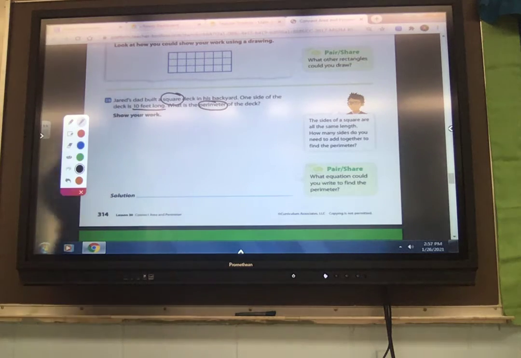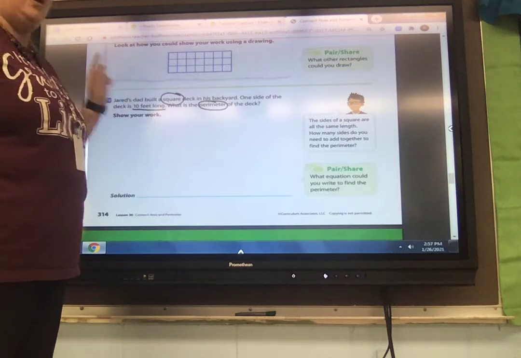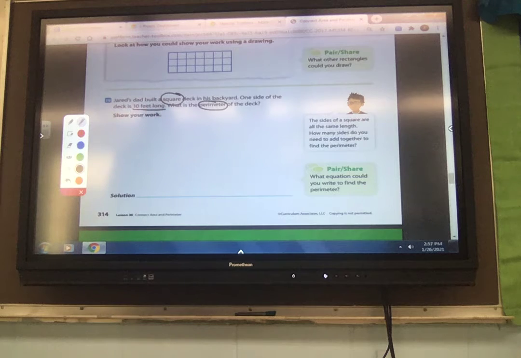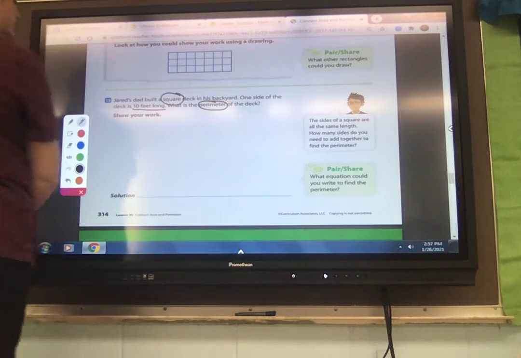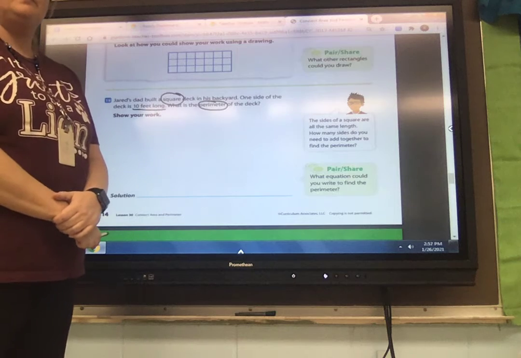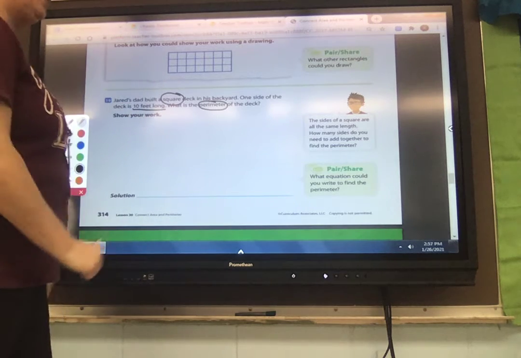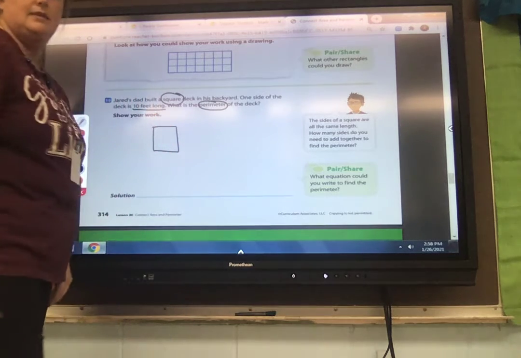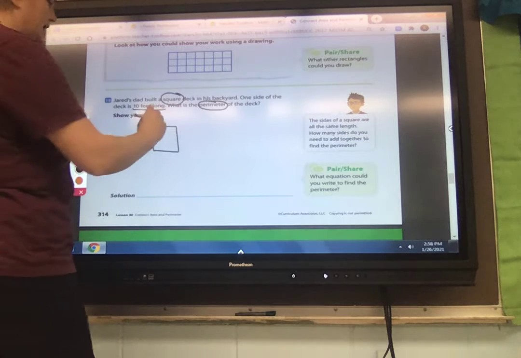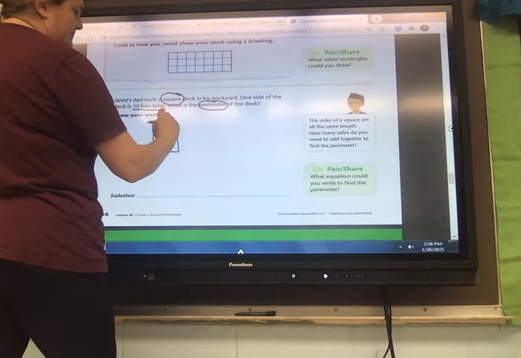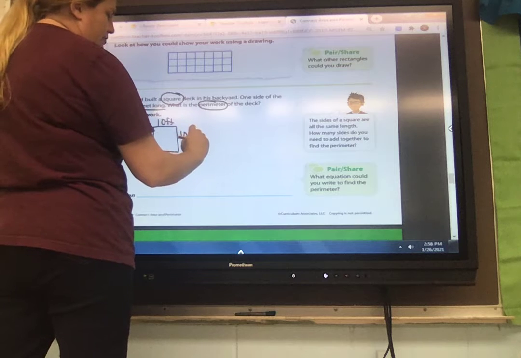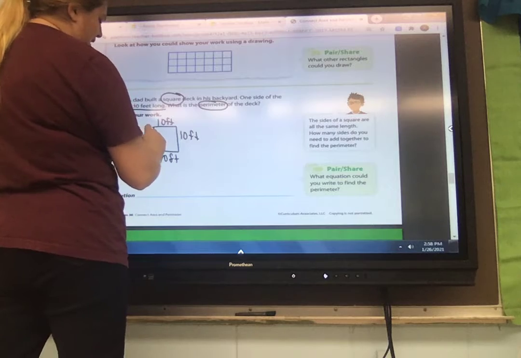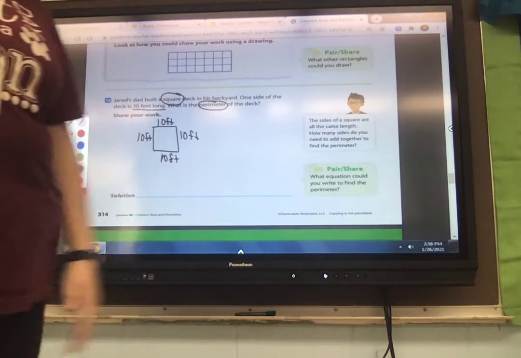Third grade, why did they only give me one number? Why is 10 the only number in the problem? Yes, because it's a square. And what do we know about squares? Every side's the same length. So if one side is 10 feet, then we know all the way around this shape is 10 feet. Draw me a square, and let's label all of our sides 10 feet.